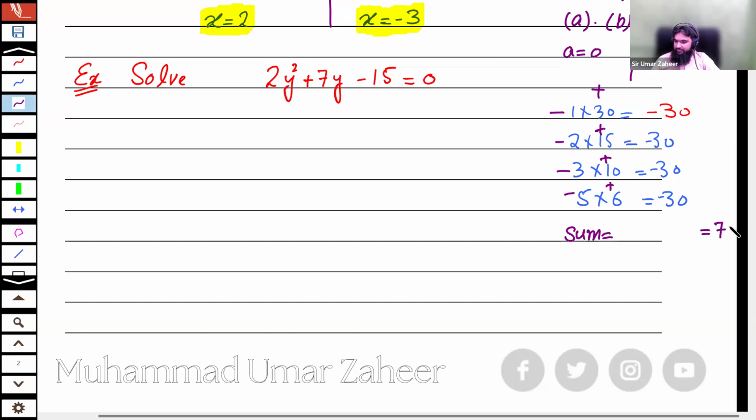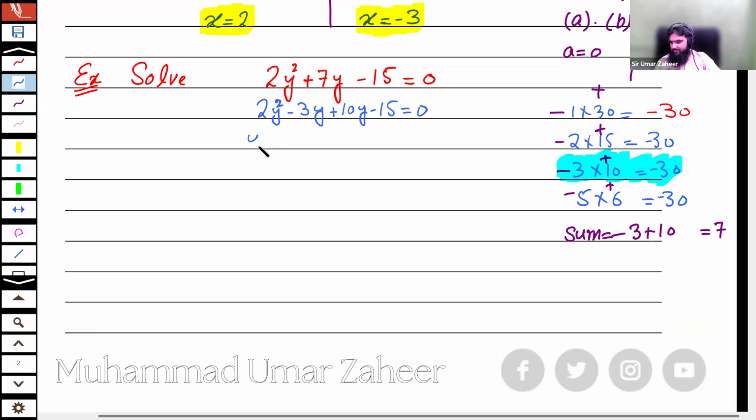Which are the two values? -3 and +10. It is going to be -3 plus 10. You will add them. So this means that this is my suitable pair. So I'm going to break down 2y square minus 3y plus 10y minus 15 is equal to 0.